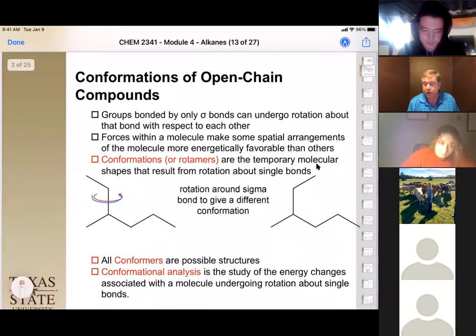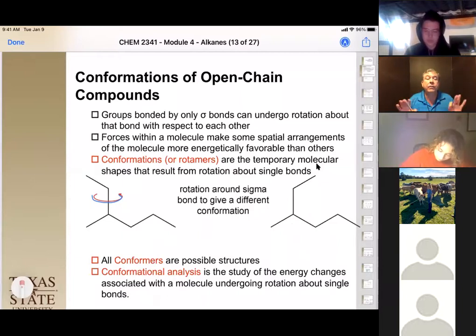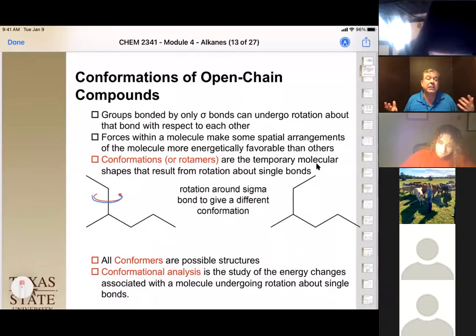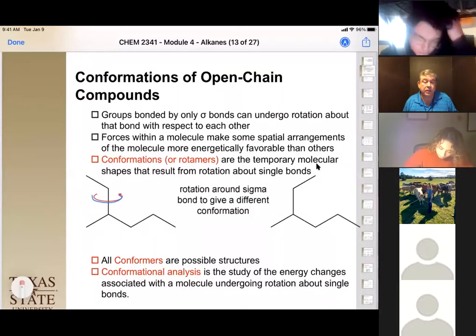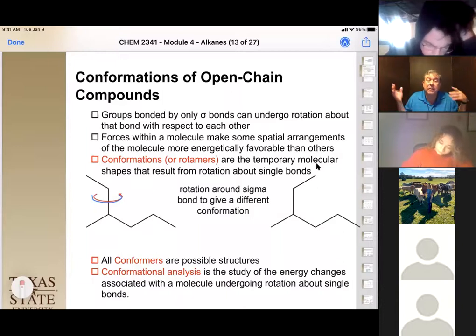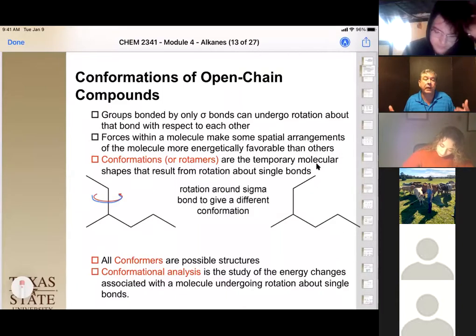So what we call these different possibilities, where we haven't broken any bonds, all we've done is rotate them, is we call them different conformers or rotamers, which is changing the shape of the molecule without breaking any bonds, just by rotating around single bonds. So all conformers are possible structures. So you could draw it 100 different ways and they'll probably all be right. And you'll probably be able to find them if you looked at each individual molecule in a solution. You'll probably find each of those conformations at some point in time.